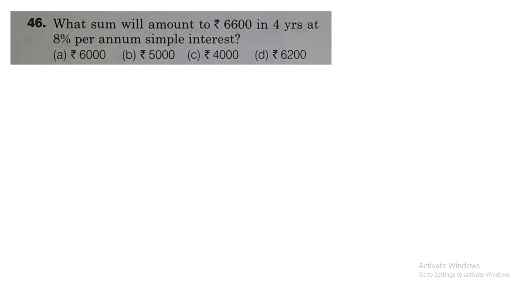What sum will amount to 6,600 in 4 years at 8% per annum simple interest? So what did he ask? What sum will amount to 6,600? Amount to means he has given the amount. So the amount is equal to 6,600. Next, he has given time. So time is given as 4 years. Next, the rate of interest is also given. So the rate of interest is 8% per annum.